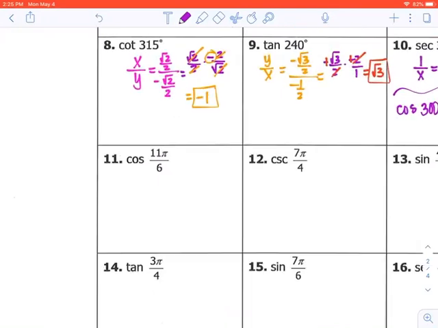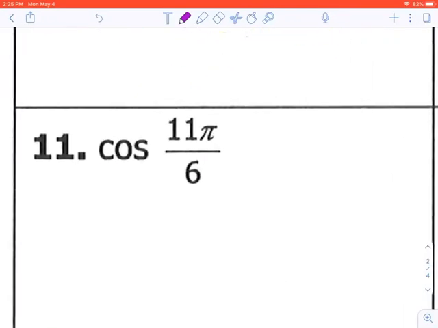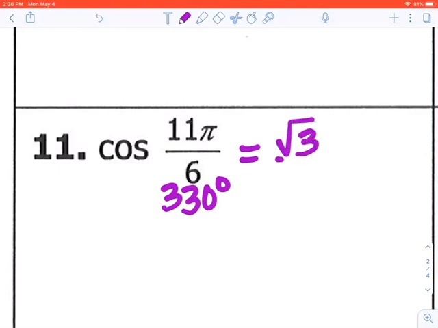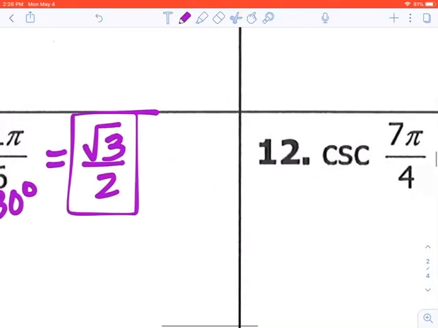Cosine of 11 pi over 6. So you've got to look. You say, okay, 11 pi over 6, I see at the 330 degrees. My cosine is equal to my x value. So this is 330 degrees. You can look at it that way. And the x value there is going to be root 3 over 2. And we're done. We don't have to do anything.